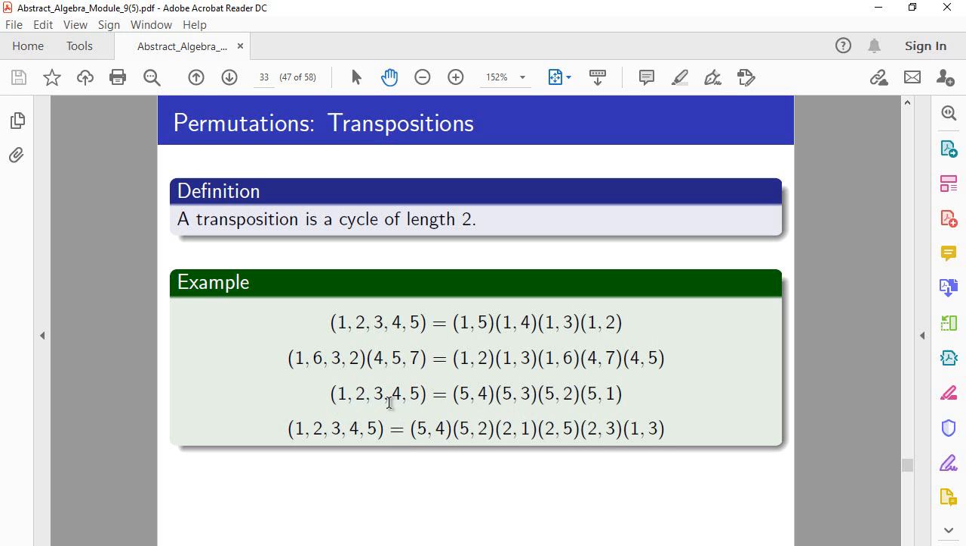So the last one here, I have expressed the same cycle 1, 2, 3, 4, 5 as a product of transpositions again. So here I have 5, 4, 5, 2, 2, 1, 2, 5, 2, 3, 1, 3. So given a permutation, we can express that as a product of transpositions in many different ways.